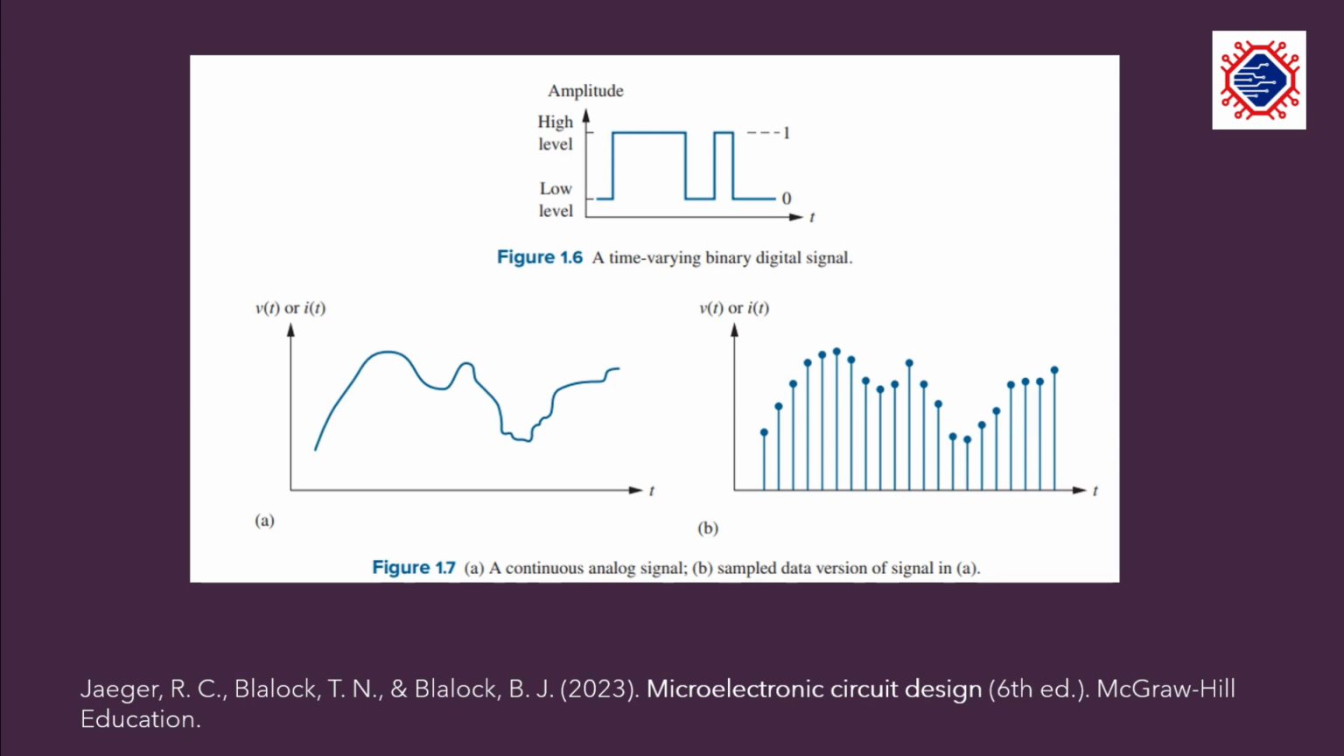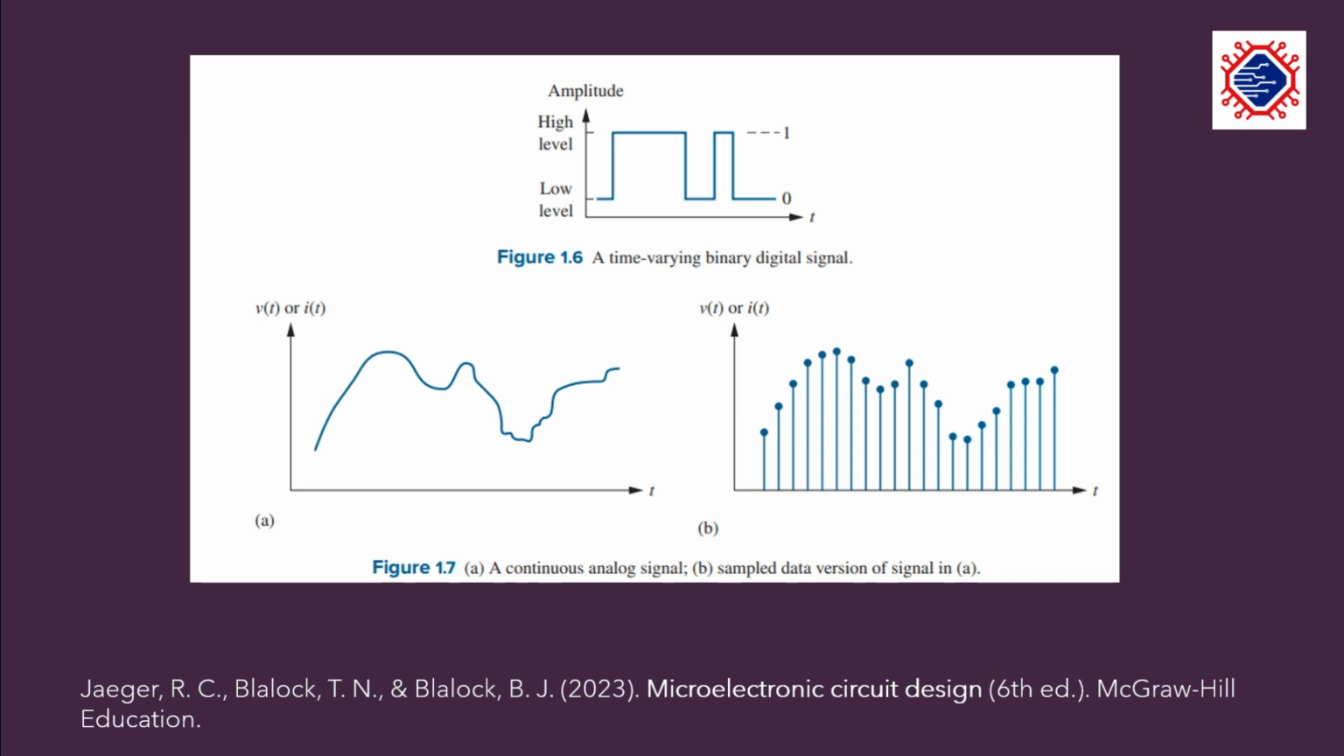Digital signals. Digital signals, on the other hand, can only take on specific, discrete values. Typically, in digital electronics, we deal with binary digital signals, which can be either a logical 1 or a logical 0. These two states are represented by two distinct voltage levels. For instance, a logical 1 might be represented by 5 volts, and a logical 0 might be represented by 0 volts. Refer to Figure 1.6 for a visual representation of a binary digital signal.